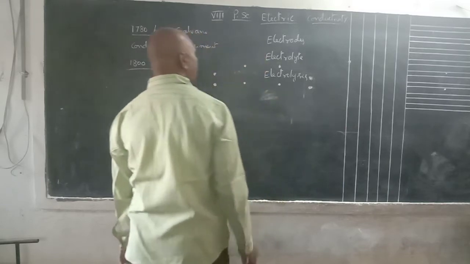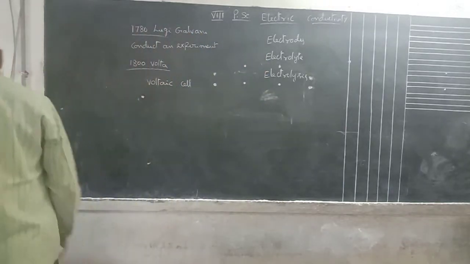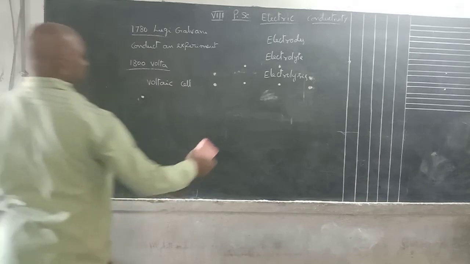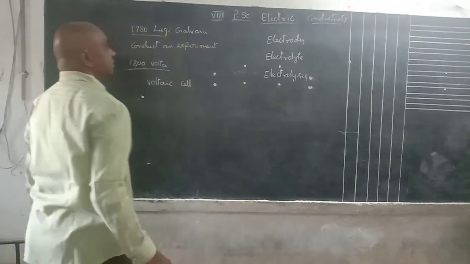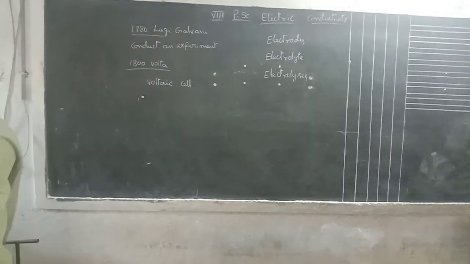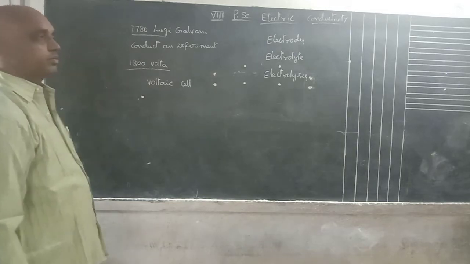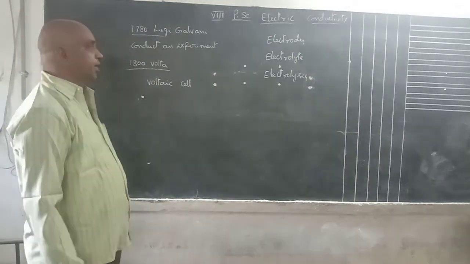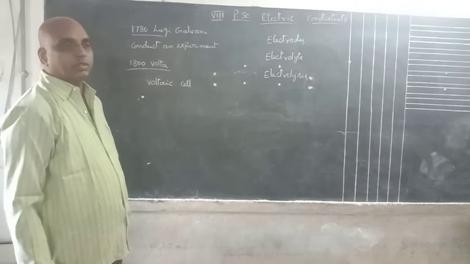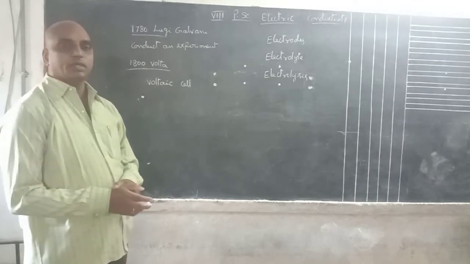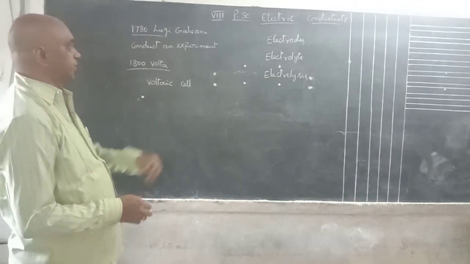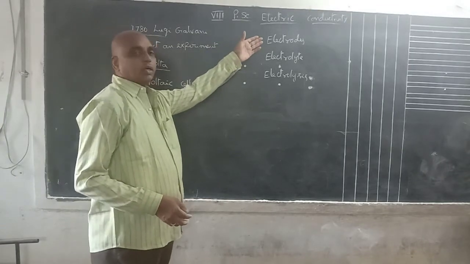Okay, first one is electrodes. Electrodes means the metals used for the negative and positive terminals of the battery. Some metals are used for the negative and positive terminals of the battery, and those are called electrodes.